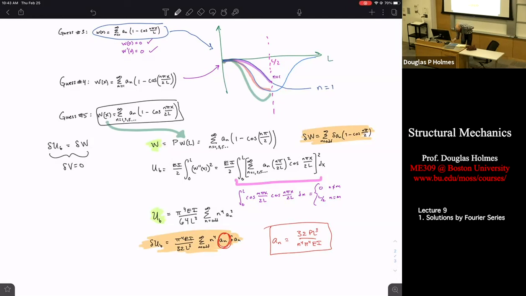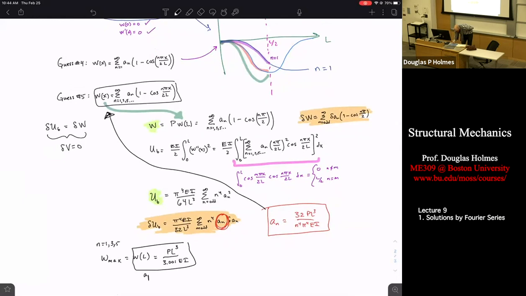And in fact, if we insert this back into our guess, and we just keep the first three terms, so n equals 1, 3, and 5, our maximum deflection, which is the deflection at x equal to L, is equal to PL cubed over 3.001 EI. This is our approximate solution.